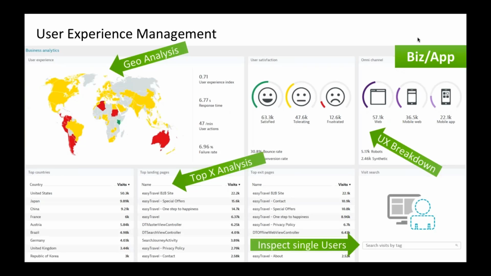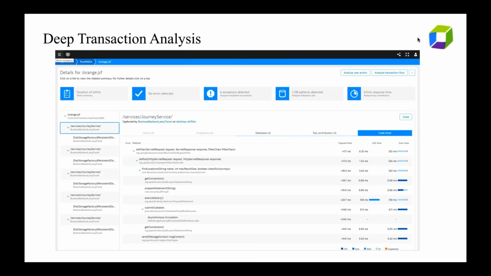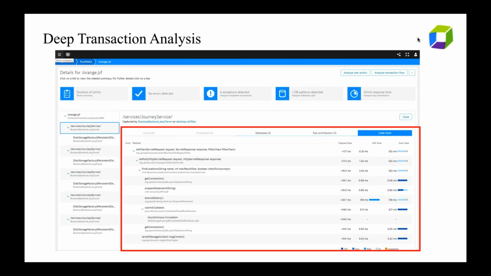And of course, with all this data available, agent-based technology allows you to go deeper from a developer point of view, to look at each method, where the time is spent in the method, and the whole stack across all the tiers. Agent-based technology allows you to do that.